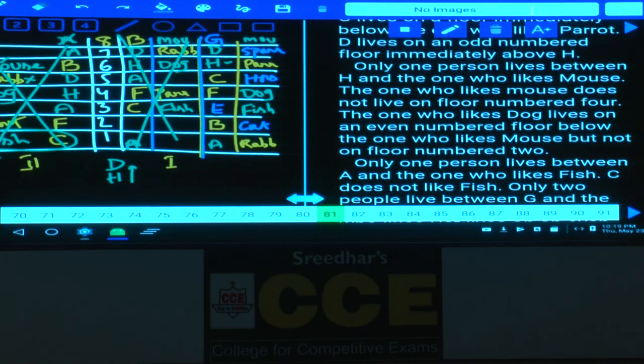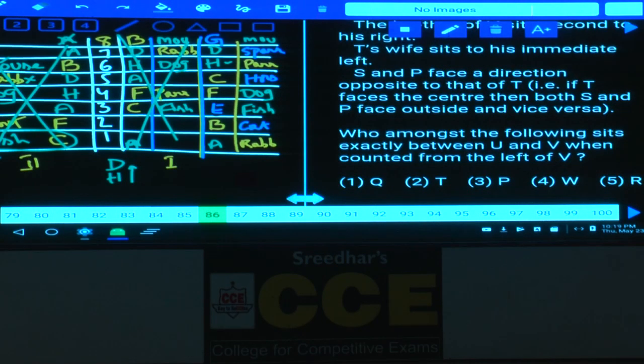Done? Next one, 81 to 85. Then question numbers 86 to 90. Now in this question numbers 86 to 90, yes, tell me what is given in this one, 86 to 90.